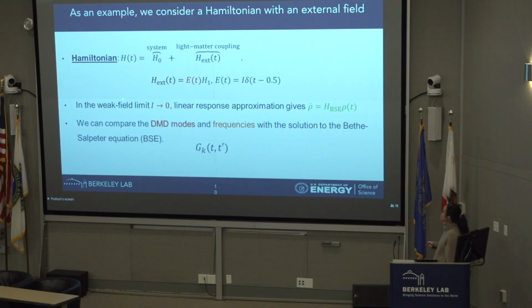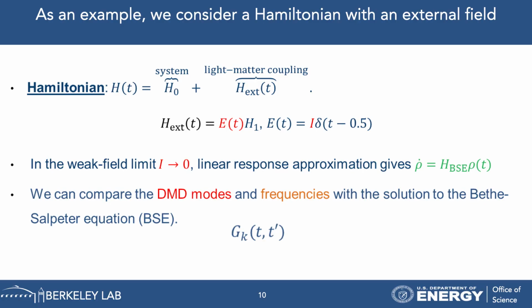In the weak field limit, that is when I goes to 0, there is some analysis saying that the dynamics of rho can be given by the Bethe-Salpeter equation. So we can use the solution from this equation to compare with our DMD results, both the spatial modes and the frequencies, to see if they are reasonable. Here, the Green's function is given by G_k(t, t'), and k represents the spatial discretization.